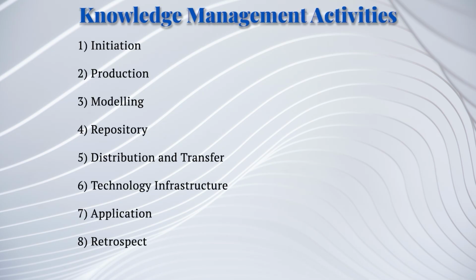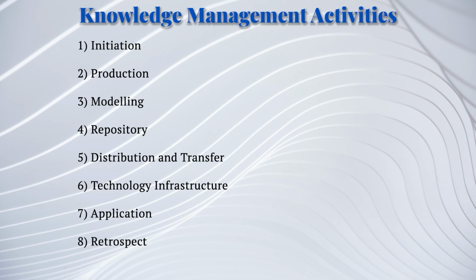Now, knowledge management activities. Based on the frameworks and models given by several experts, 8 activities are highlighted which may play a major role in the knowledge management of any organization. These are initiation, production, modeling, repository, distribution, technology, application and retrospect. Initiation. In this stage, the knowledge management process requires a plan for change before launching a project or information system. This can be accomplished through research and surveys or identifying the requirements and core competency.